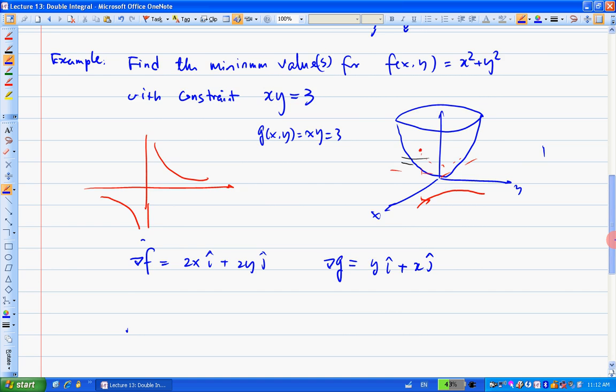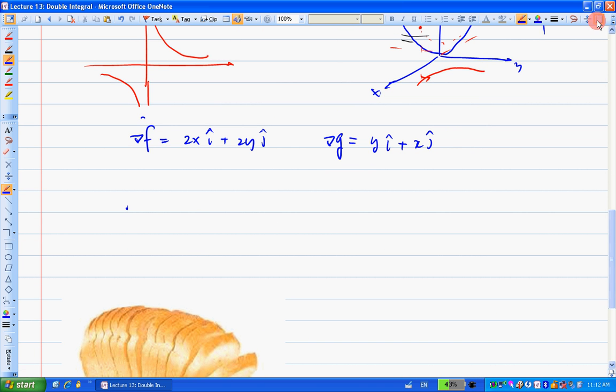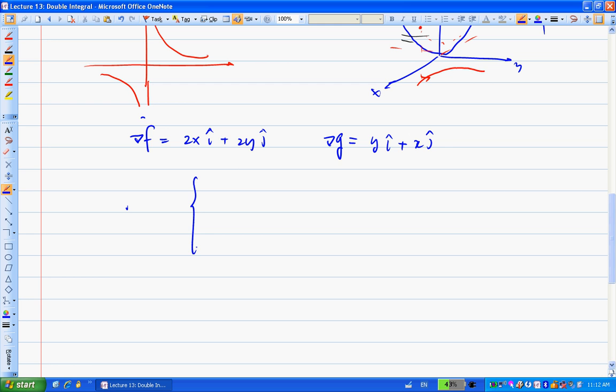Then I'm going to make use of this equation set, the three equations, to form my equations. The first equation is 2x equal to negative lambda multiplied by y. I'm going to move everything to one side. So 2x plus lambda y equals 0, and 2y plus lambda x equals 0. And then the last one is the constraint, xy equal to 3. So these are the three equations we obtained: the constraint, and these two are based on the condition of the critical points.